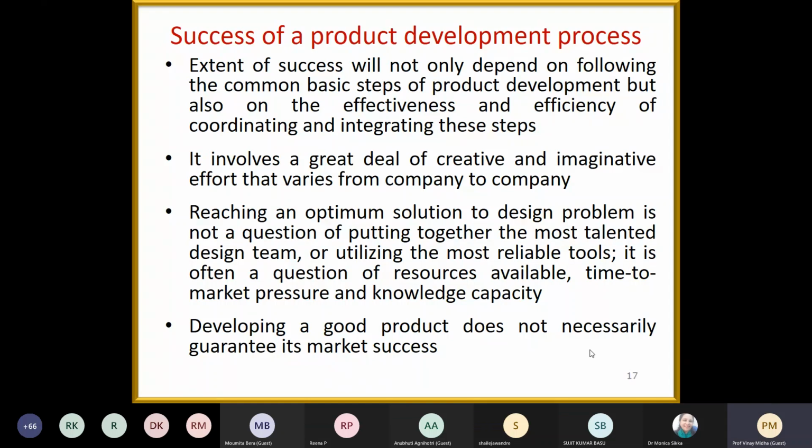Developing a good product does not necessarily guarantee its market success. The product may be very good, it may have very good features, but at the same time, the manufacturing engineers will decide how it will be made in larger capacities, what the batches will be, what the cost will be at which it is possible to make, and how the marketing of this particular product is actually carried out. Only then will it become a success.